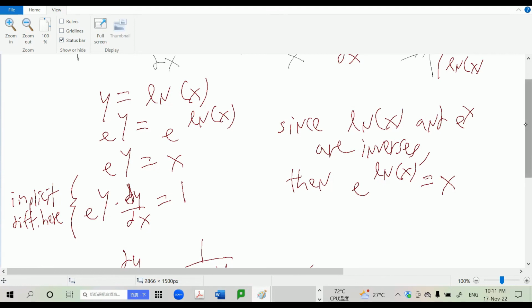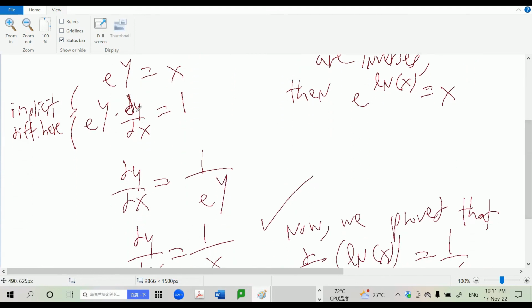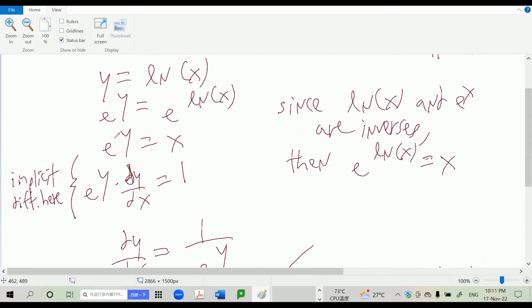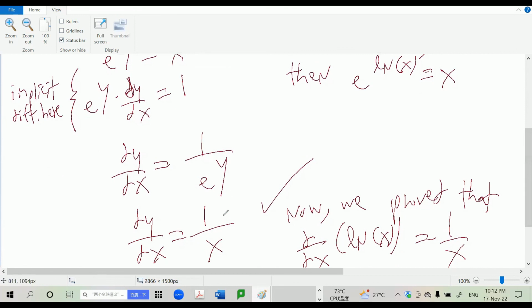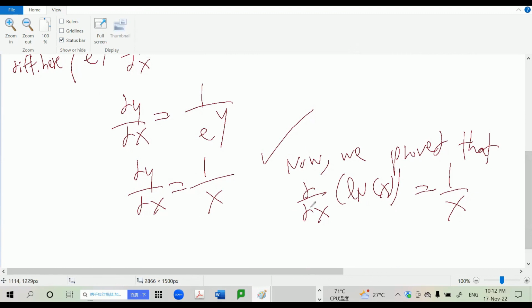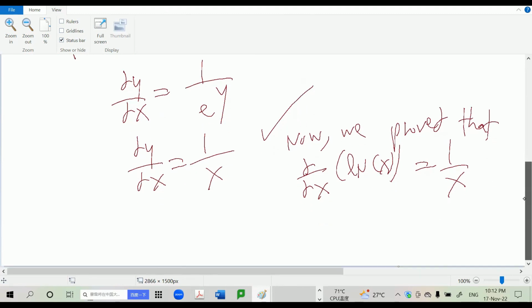And then I can isolate dy over dx by itself. So dy over dx on the left is 1 divided by e to the y. But because I already defined that e to the y is equal to x, I can rewrite this part as 1 divided by x. And now I proved that the derivative is equal to 1 over x, which means my proof is done, because I proved that the derivative of natural log of x with respect to x is simply equal to 1 over x.